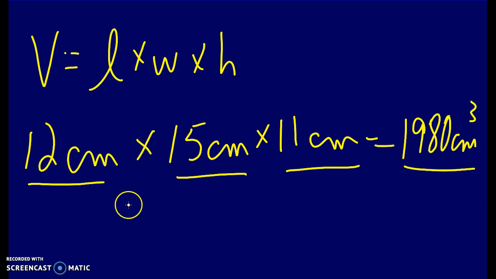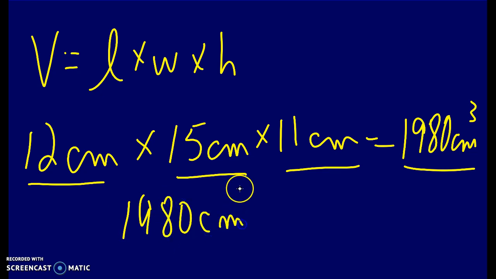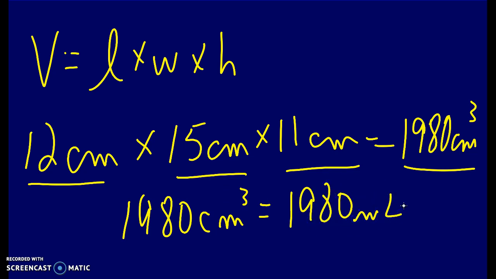And here's a cool thing. 1,980 cubic centimeters is also 1,980 mLs. Isn't that cool? So a milliliter is the same as what we call a centimeter cubed. Long story short, I'll explain it in class later, but for right now, just believe me when I tell you that 1 centimeter cubed is equal to 1 milliliter.